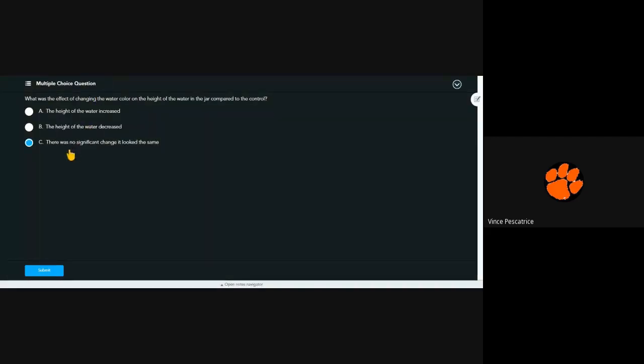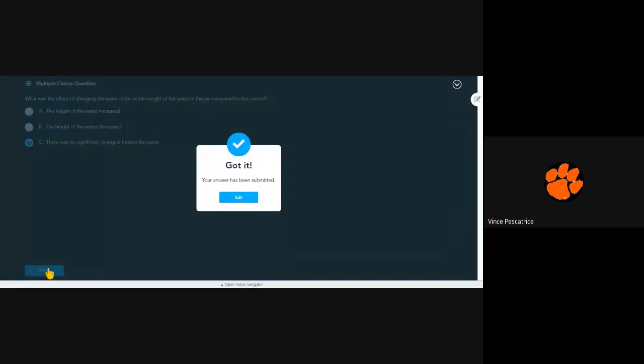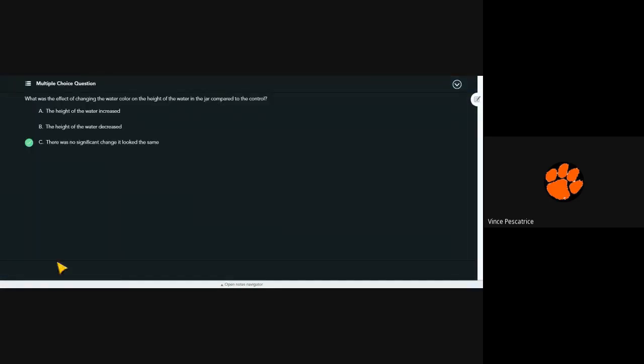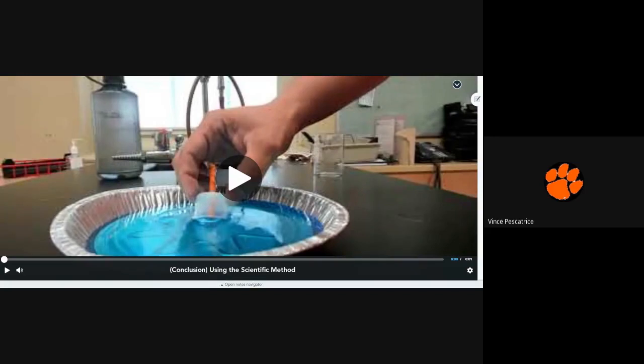All right, so let's see here. Majority of you guys said there is no significant change, and I don't think there was either. So maybe a little bit, but nothing that you can tell easily. So next up, I'm going to change the size of the jars.